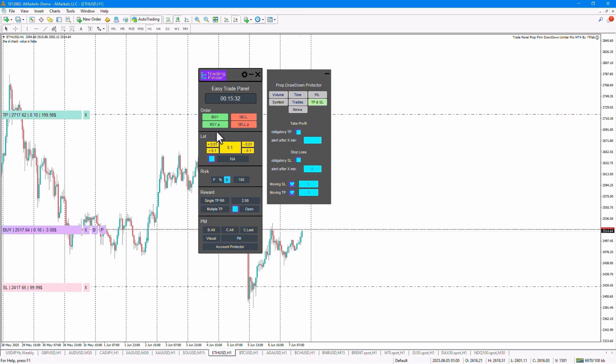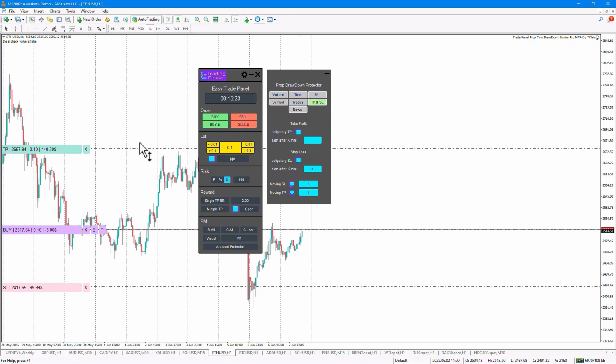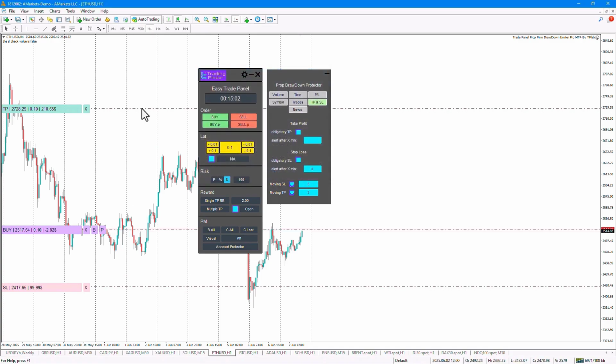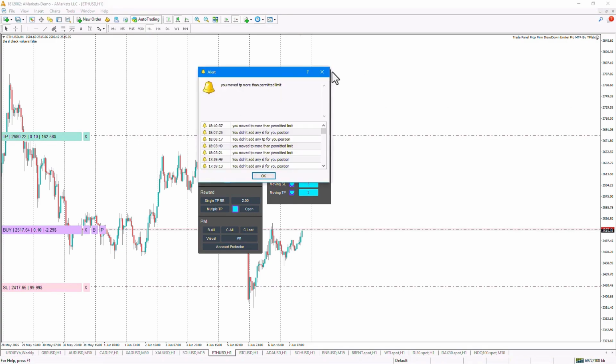I will execute a trade again, and this time as well I am allowed to move my take profit or stop loss 3 times. Once, twice, and for the third time, and finally, if I try to move the take profit level again, I should receive a warning here telling me that I have moved my take profit level more than the allowed limit. And with every subsequent move after that, I will receive another warning each time.